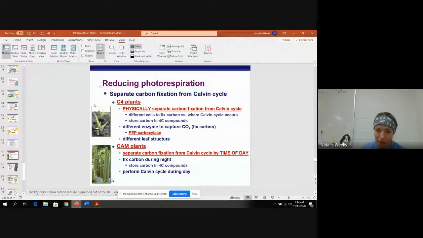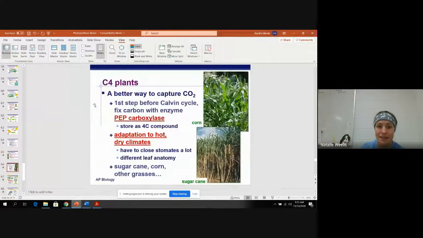And then my favorite one is a CAM plant. CAM plants only fix carbon at certain times of the day. They are going to fix all of their carbon at night, and they do it as a 4-carbon compound. And then after they've fixed all their carbon, they're able to do the Calvin cycle during the day and make all their sugar during the day. So at night, they do all of their carbon fixing, and during the day, they do the Calvin cycle. What happens with CAM plants is they store that 4-carbon compound as an acid.